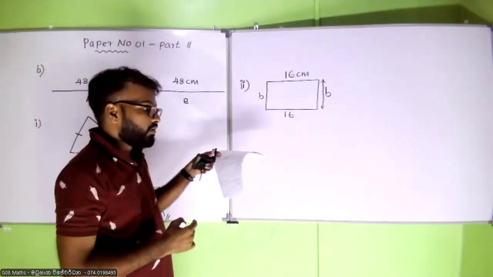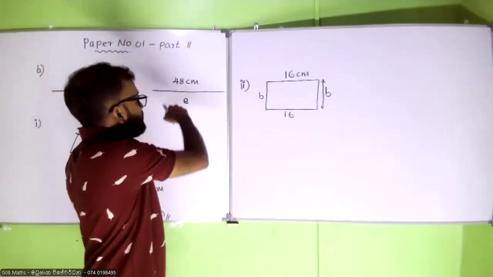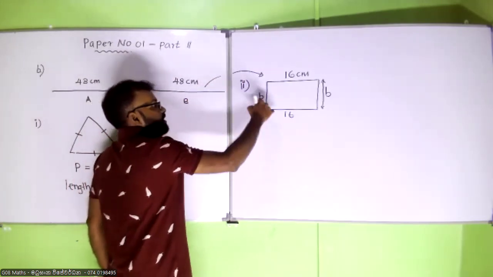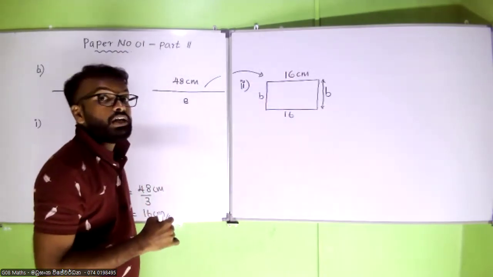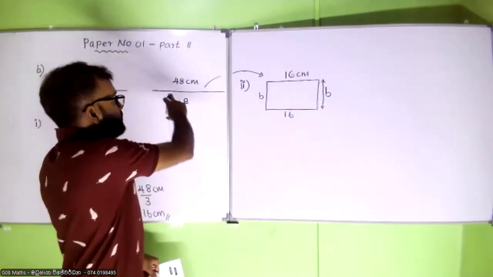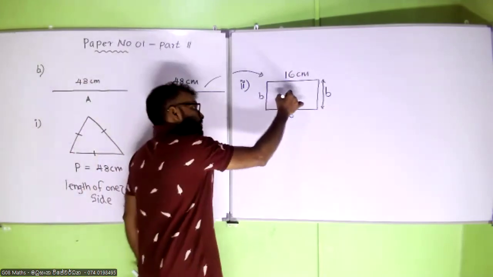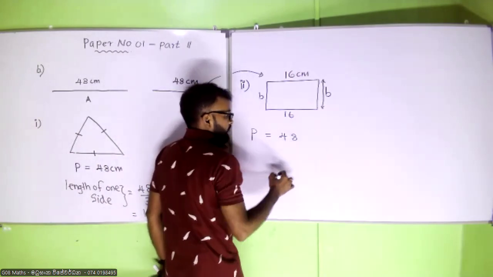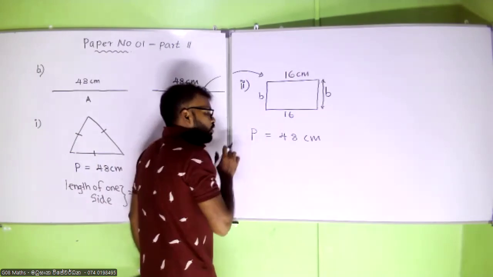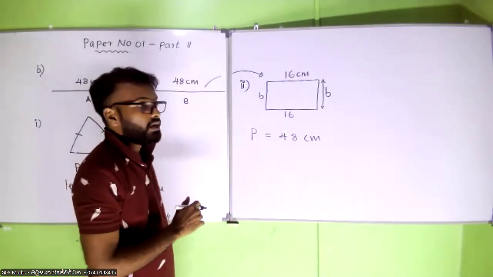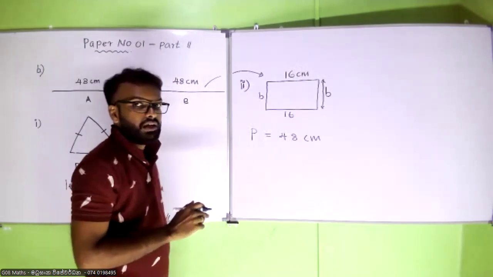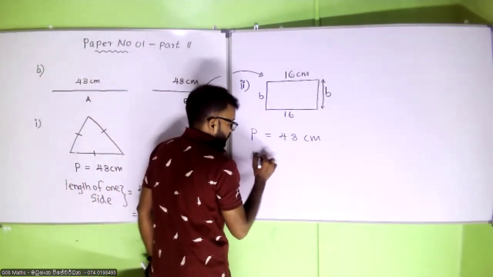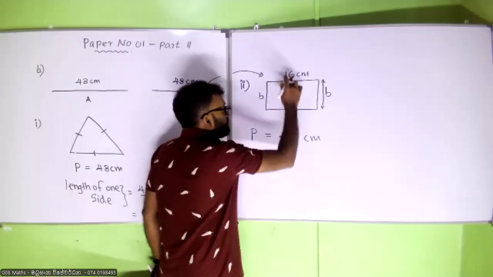So the total perimeter of the rectangle is equal to 48 centimeters, because you are using this 48 centimeter wire to make this rectangle by folding. And you know how to write down the perimeter of this rectangle, right? By adding all the lengths: b plus b, that is your breadth, and 16 plus 16.